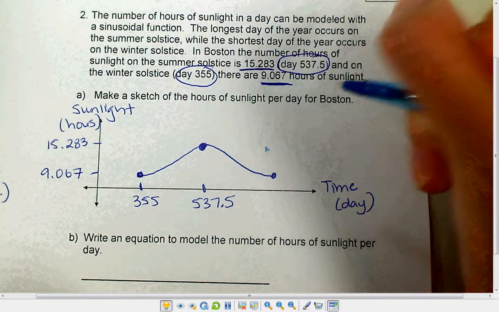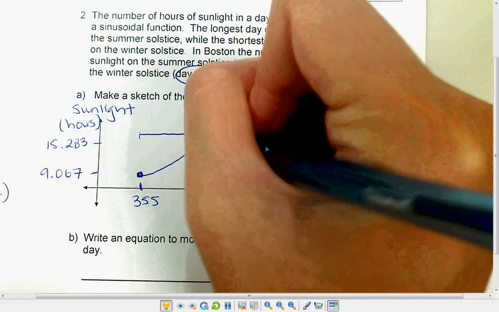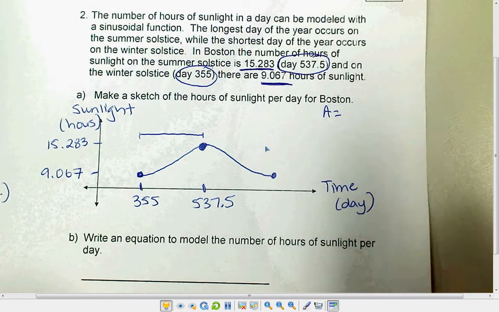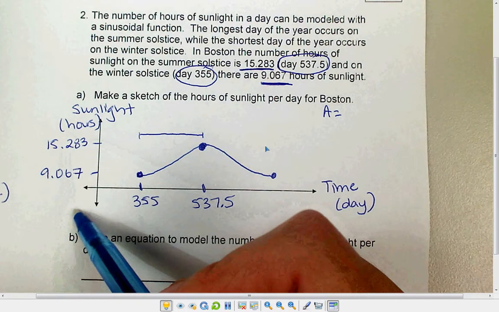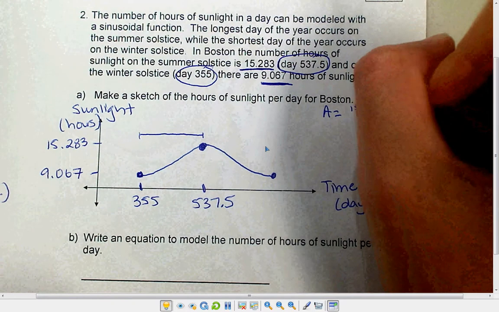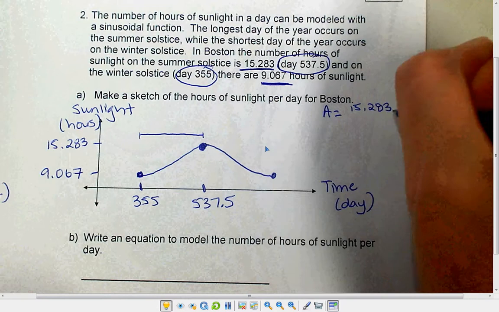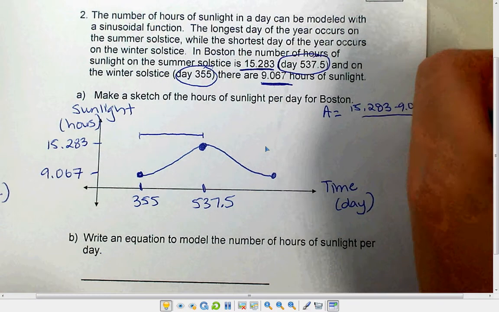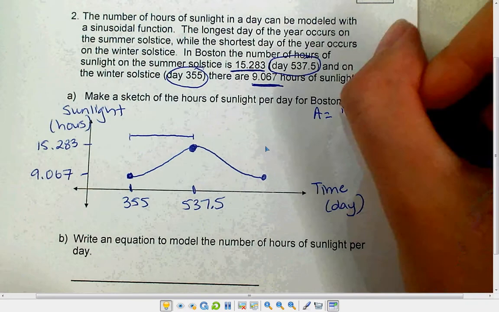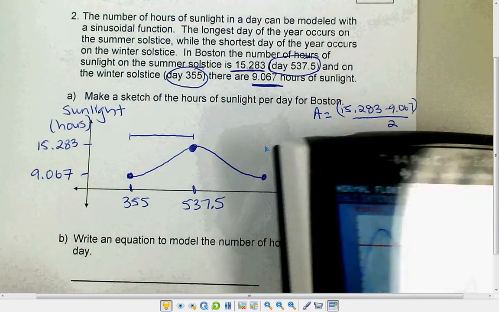Okay, so let's first find our amplitude. So amplitude is max minus min over 2. So again, when I put this in the calculator, make sure you have parentheses around that numerator.